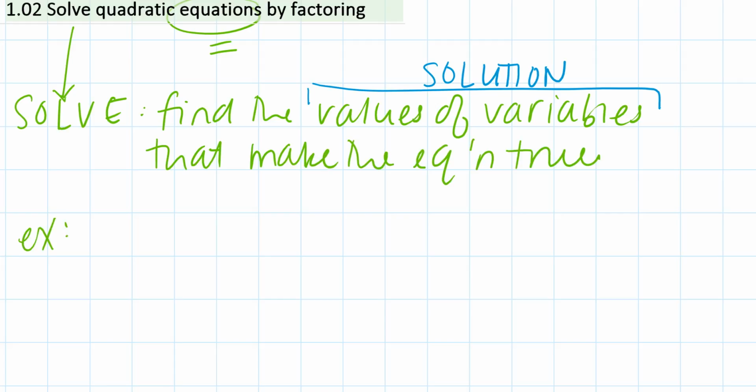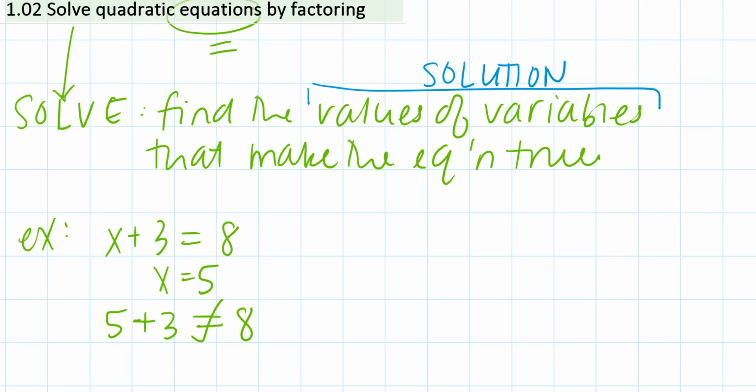For example, in Algebra 1, you solved equations like this: x plus 3 is 8. You found out that x is 5 because if you substitute 5 in for x, you find it's true that 5 plus 3 equals 8. So 5 was that value that you could put into the variable that made the equation true.